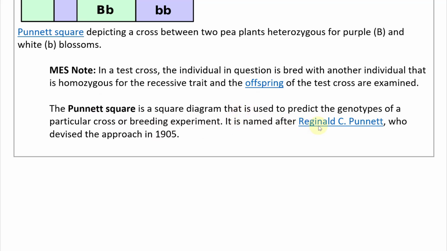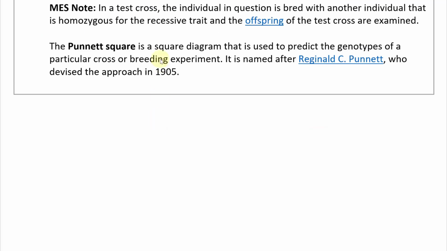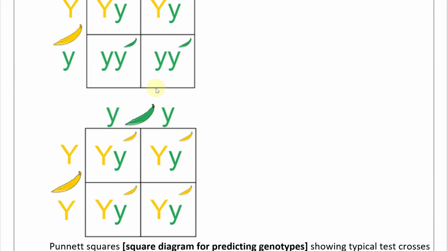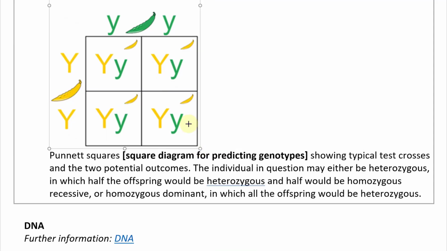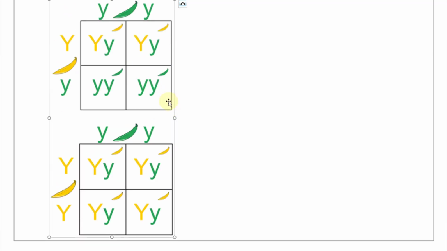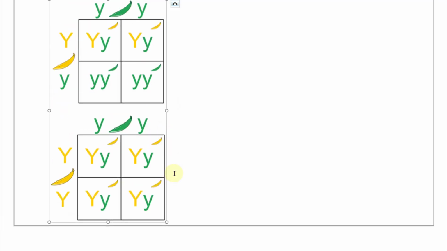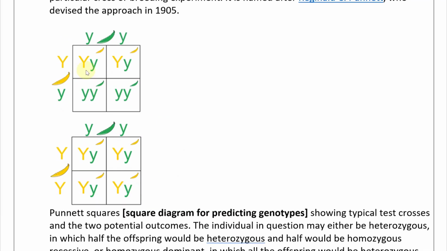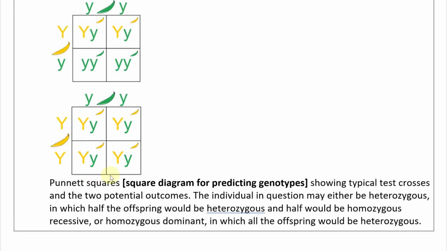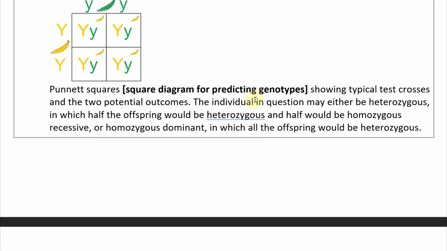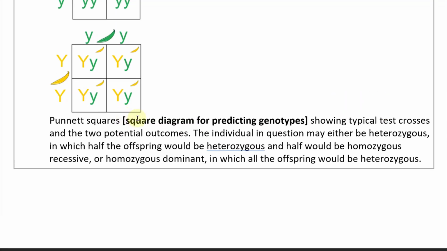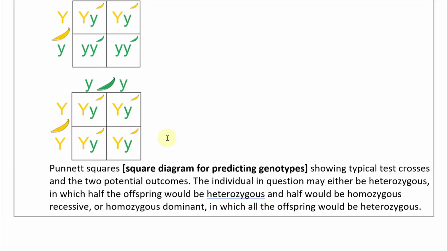It is named after Reginald C. Punnett, who devised the approach in 1905. Let's continue further here. This is another test cross here. This is another Punnett square right here. Make it smaller. And here I just made it really small because it's pretty easy to see. So Punnett squares, a square diagram for predicting genotypes. Yeah, I already had this there, but keep it anyways. Showing typical test crosses and the two potential outcomes. Yeah, so these are test crosses.